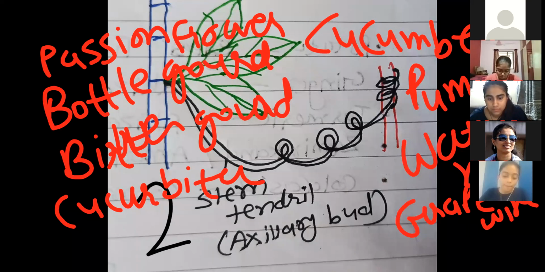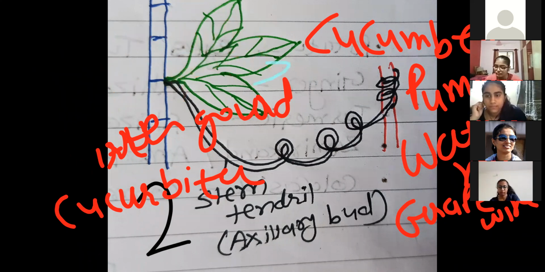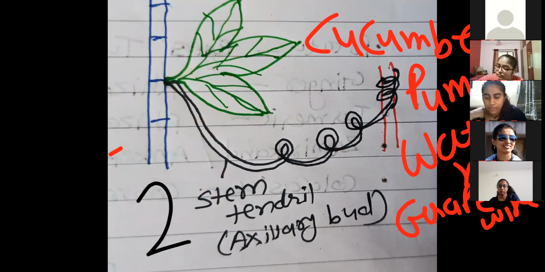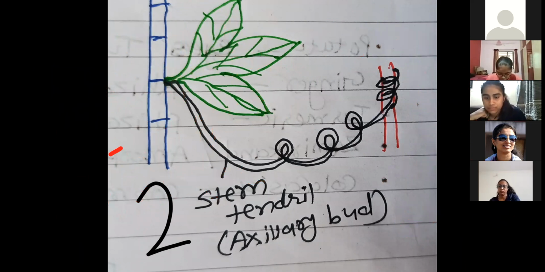You will have to remember all these examples. They come in NEET, right? Cucumber, pumpkin, watermelon, grapevine, passion flower, bitter gourd, bottle gourd, cucurbita. These all have stem tendrils, which help the plant to grow erectly. So the second modification is the tendril.